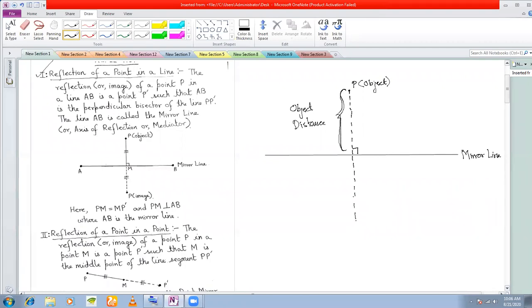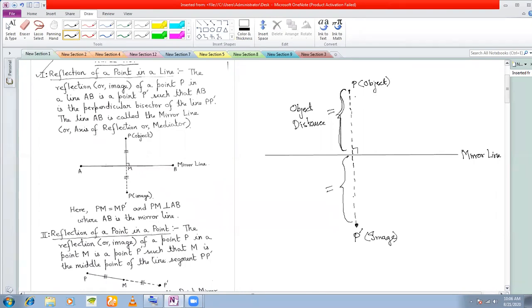You take the same distance here. You take the same distance here and you reach this point. That is, this distance is equal to this distance. These two are equal. And once you reach this point here, remember that this is perpendicular. This must be the image of P. We call this the image.